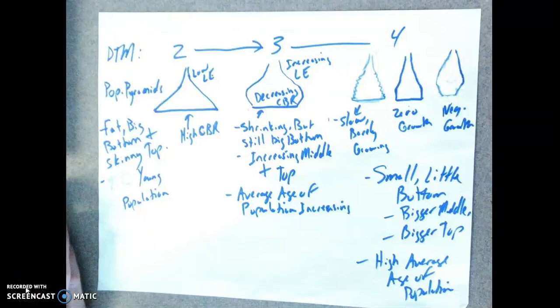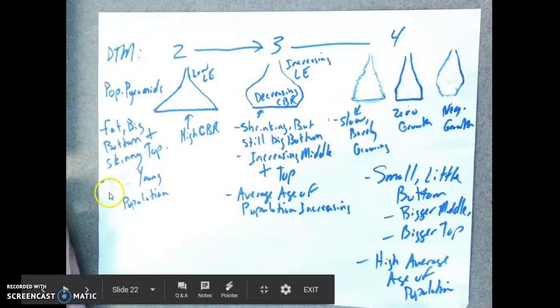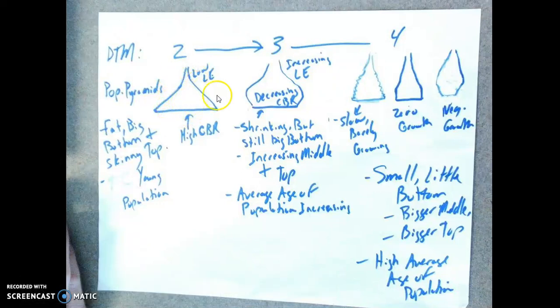Okay, so here we are finishing up the review and connecting all concepts. So we're still looking at the demographic transition model and the stages and how they connect to all the various concepts. So we're talking about the population pyramids again. Here is the basic shape of our population pyramid for stage 2, stage 3, and then the various possibilities for shape for stage 4.